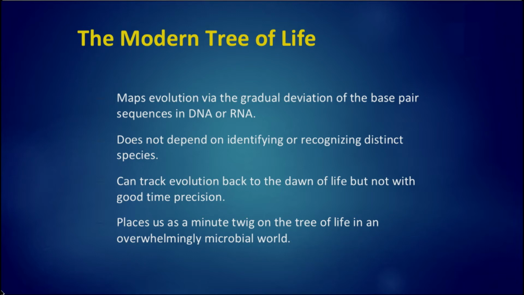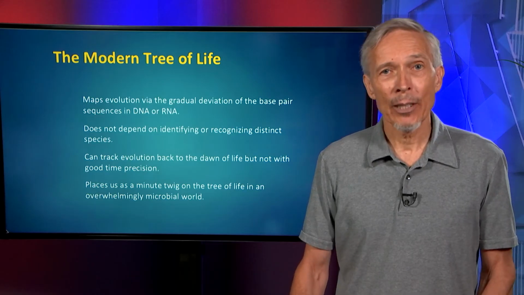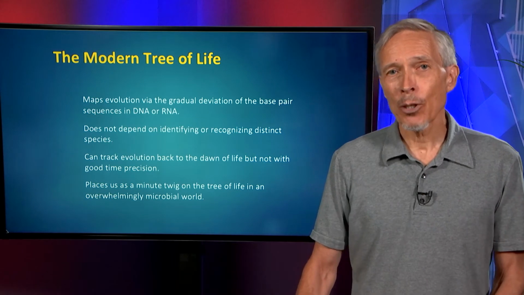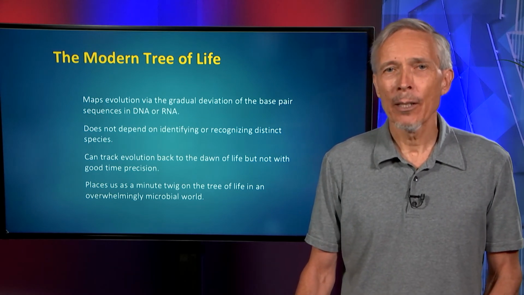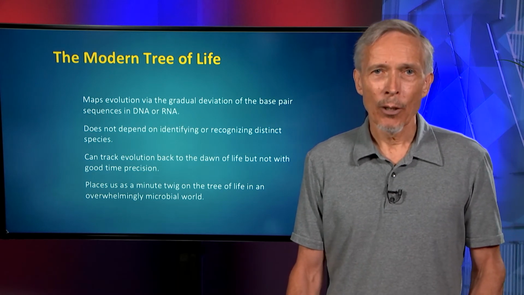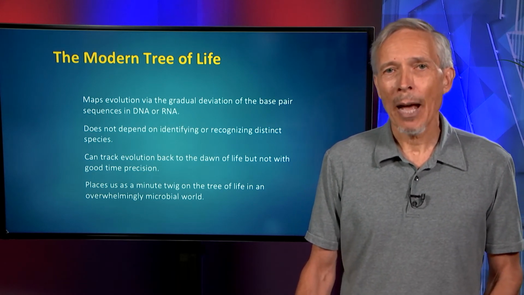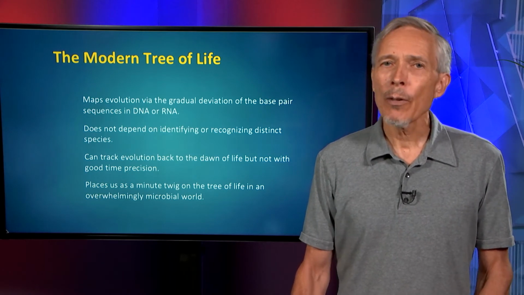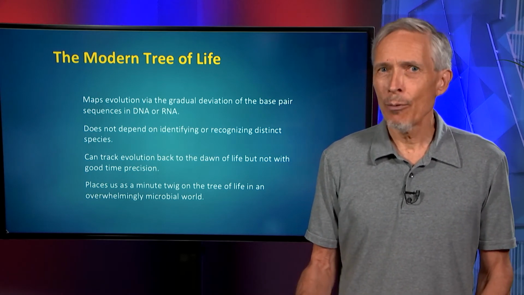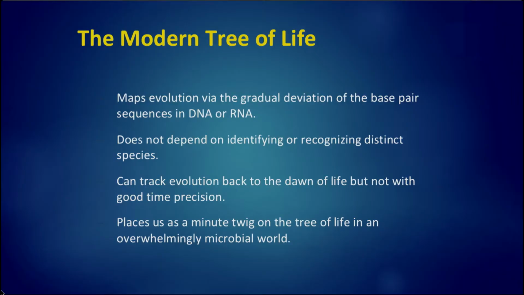As opposed to body fossils, which are minerals where radioactive decay can be used to date the minerals very accurately, genetic material divergence depends on an evolutionary clock that's not very well calibrated. So our time precision of projecting the tree of life back, especially billions of years, is quite poor. All of this information places us, humans, as a tiny twig on the tree of life in an overwhelmingly microbial world.